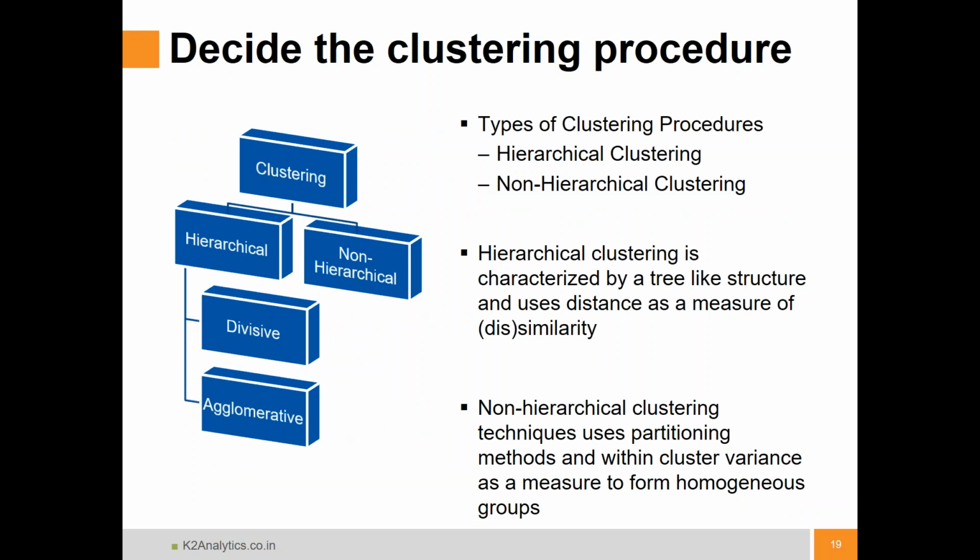Now types of clustering procedures, as I already spoke, there are two main types of clustering procedures: hierarchical and non-hierarchical. In hierarchical, there are two main subcategories: agglomerative and divisive. Agglomerative clustering in hierarchical is the most used, and in non-hierarchical, k-means is the most used, and these are the two which we'll cover.